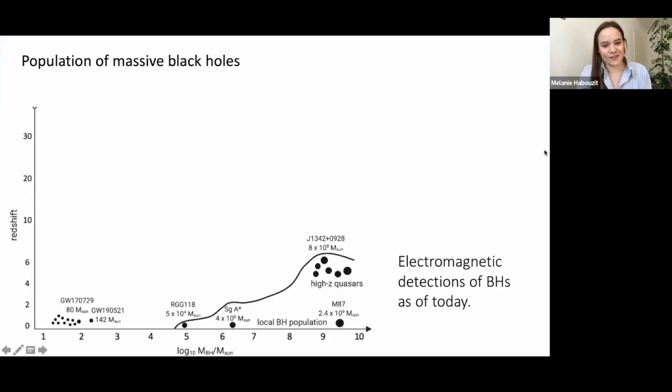what we know about massive black holes. Here's a cartoon showing the redshift as a function of the mass of those massive black holes. Everything below this black curved line is what we know today. Those are all the electromagnetic detections of black holes as of today. We have the local universe at the bottom, where we found massive black holes in very big, large elliptical galaxies, really massive black holes, but this population of black holes also extends all the way down to low mass galaxies and dwarf galaxies.